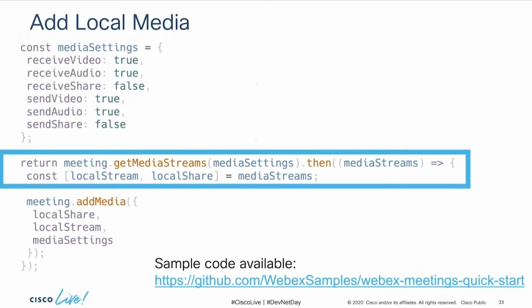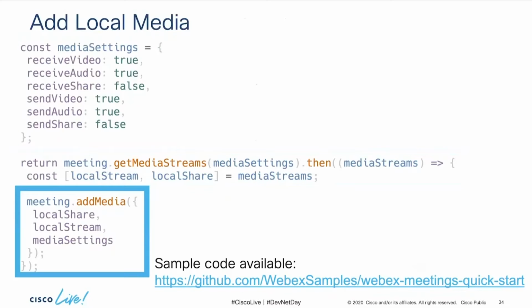Next, this block of code is getting our media streams directly from the browser. The browser is using WebRTC to connect, and we'll be pulling the devices that are available to the browser. And finally, we're going to add those media streams that we got from our browser to the meeting. From here, once you add the media to the meeting, you will be sending audio and video to the meeting.